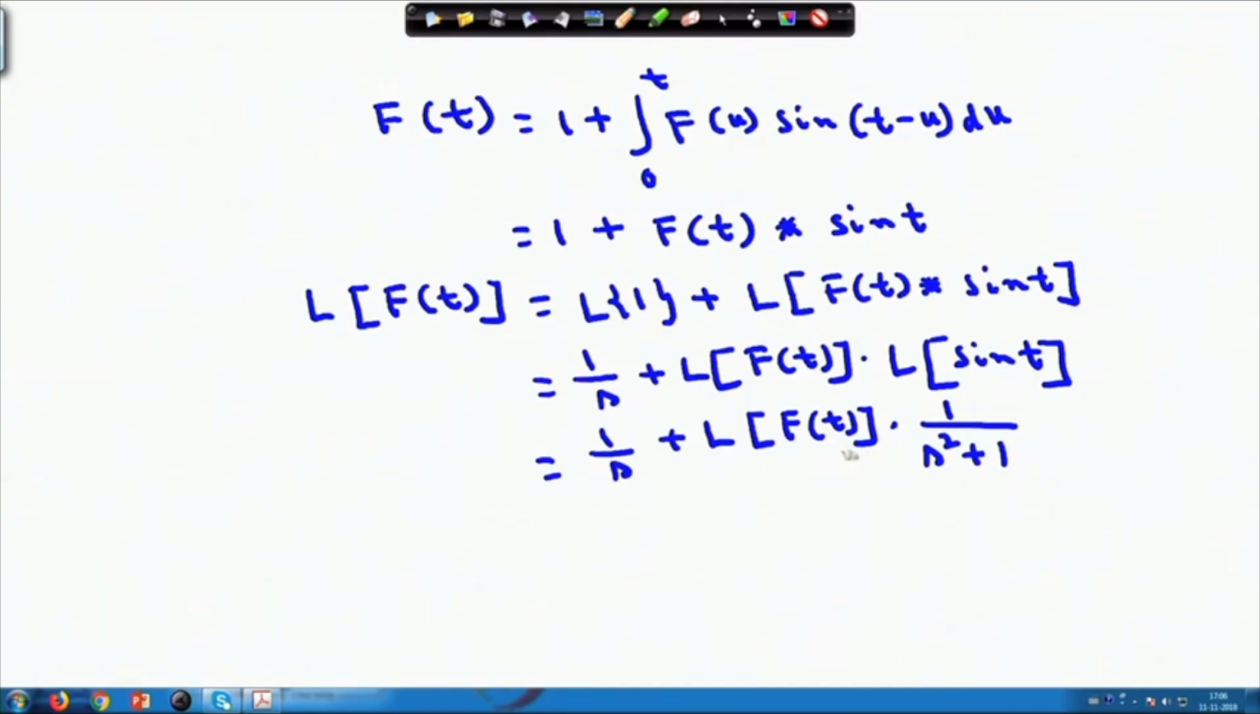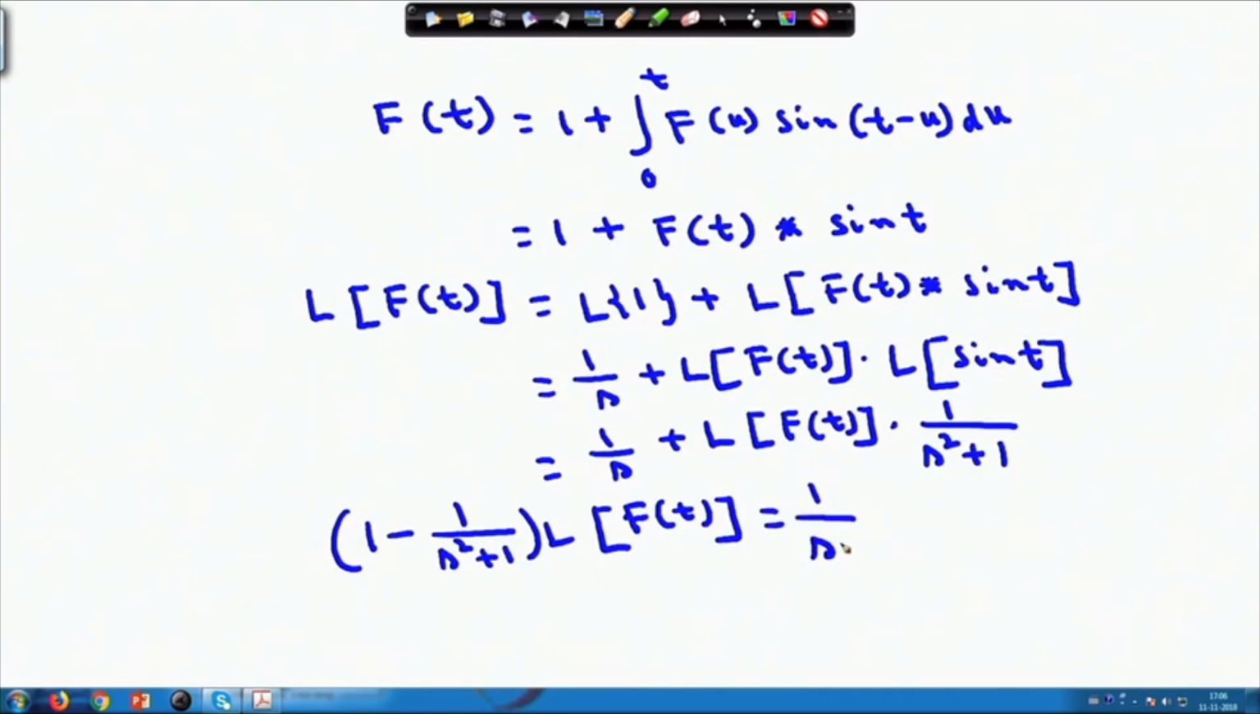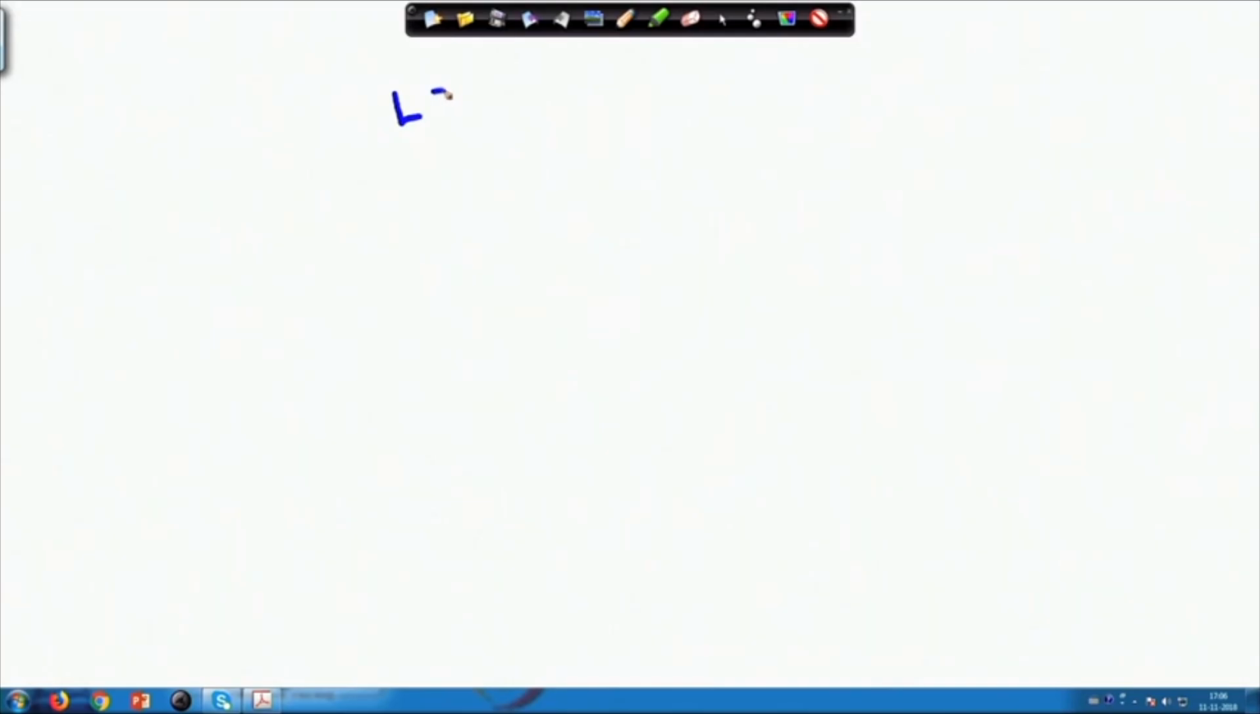So, this Laplace transform of f(t) into 1 by s square plus 1, I can take on the left hand side of the equation, and I can take Laplace transform of f(t) as common. Then I will obtain 1 minus 1 by s square plus 1, into Laplace transform of f(t), equals 1 by s. So, now I can write down Laplace transform of f(t) in terms of s only. In the next step, Laplace transform of f(t) equals (s square plus 1) by s cube.